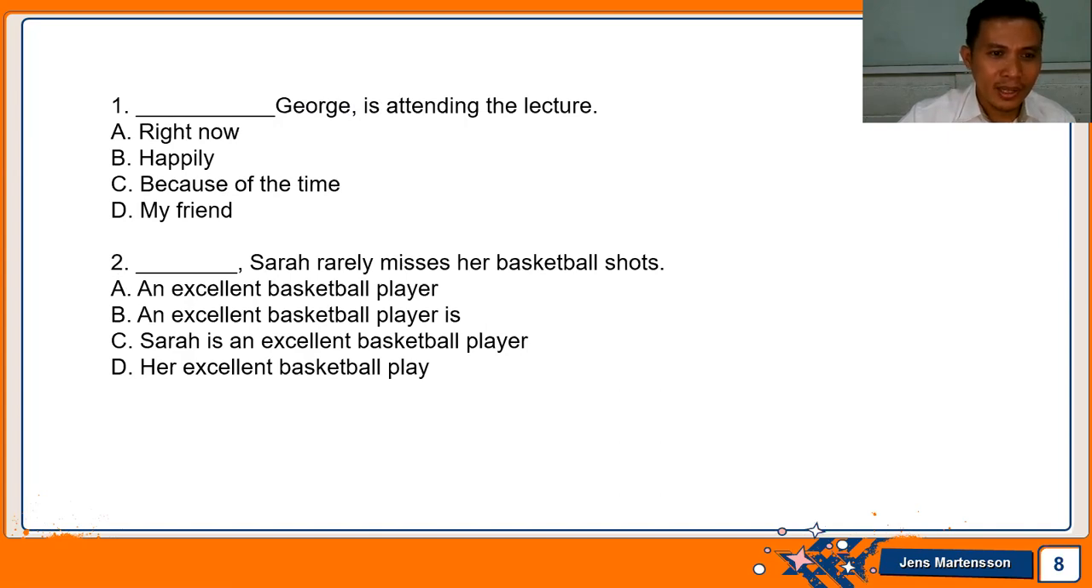Yang number 2. An excellent basketball player, appositive-nya siapa? An excellent basketball player is the appositive. Karena Sarah-nya ini sebagai subject, sir. Subject. Alright, so there are 3 topics that we learned today. And this question is very common that you will find in any kind of question when you are doing a structure test or exams. I hope you understand.